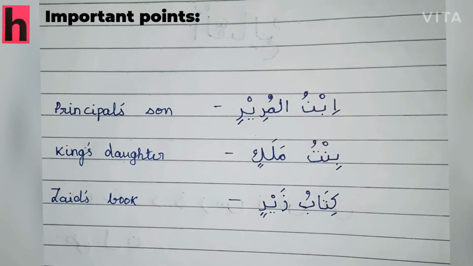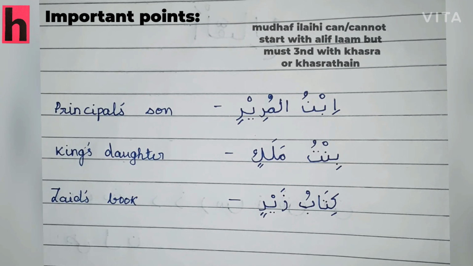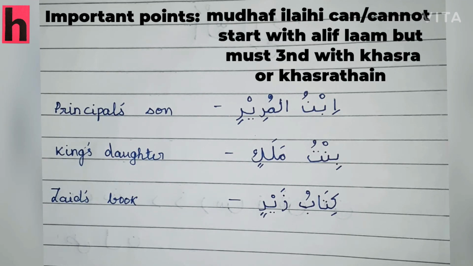Now let me give you the important points that you must note. Mudaf shouldn't start with alif lam and shouldn't end with tanween. Instead it should end with dhamma. Mudaf ilayhi on the other hand can or cannot start with alif lam but must end with kasra or kasratain.